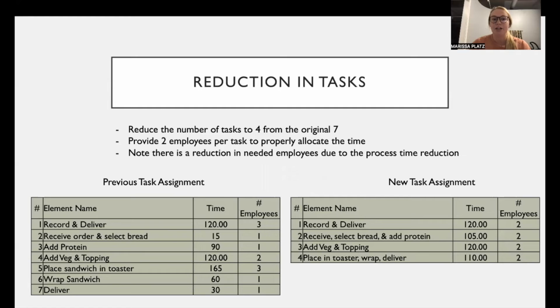Looking at the reduction in tasks, we're going to be going from a total of 7 tasks down to a total of four tasks, as you can see in the tables below, and providing 2 employees per task to properly allocate the time. This is going to heavily improve how our work cell works and how we get the sandwiches through the delivery line to give them to the customers. And as stated in the previous slide, there is going to be a reduction in employees, which, as we can see, goes from 10 employees to 8 employees.